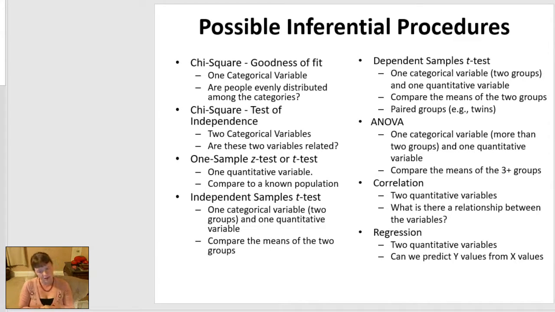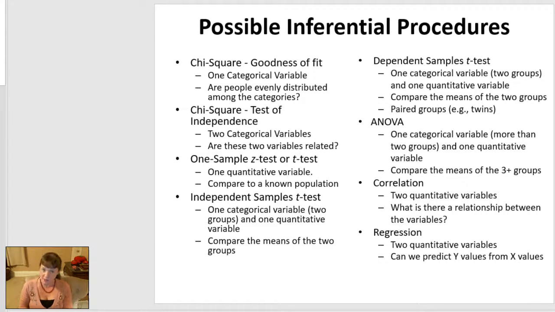An ANOVA is when you have a categorical group-based variable, but you have more than two groups. More than two groups, where you're comparing the averages of those three or more groups. So you have a categorical variable and a quantitative variable, but the number of groups you have on your categorical variable is 3 or more.